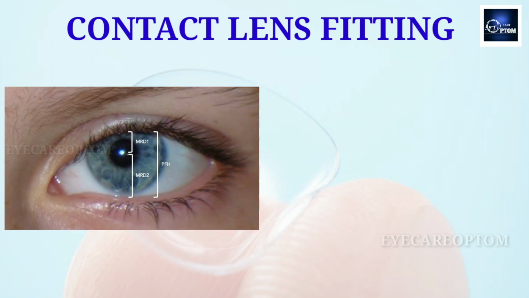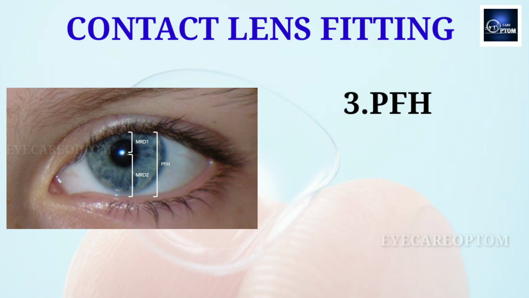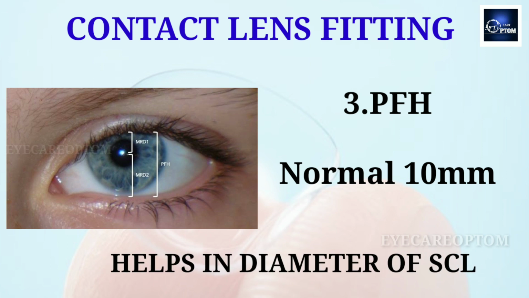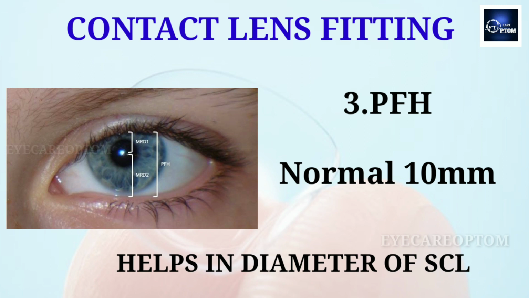Third one is palpebral fissure height. This is basically the vertical distance between the upper and lower lid margin through the central cornea at primary gaze. Average normal height is 10 mm. This can be measured using a millimeter scale, slit lamp or corneal topographer or with a vernier scale. This measurement also helps us in deciding the diameter. If height is higher, we can go for a higher diameter. If it is lower, we can go for lesser diameter lenses.